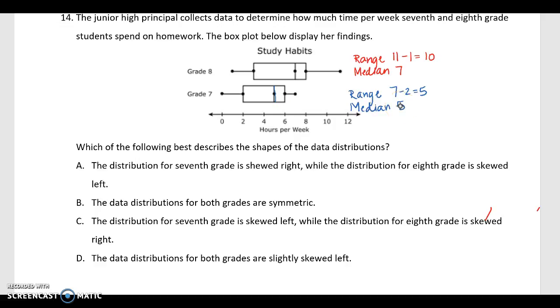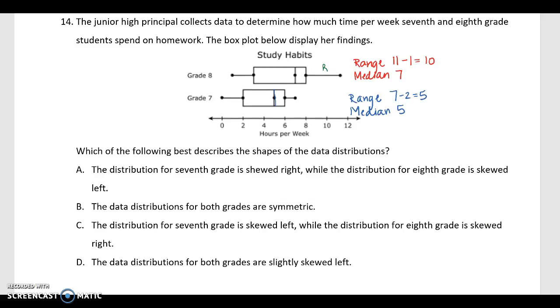Okay, now let's look. All right, so in looking at these, we want to look at where it is. So the median, if the median is pushed to the right, so that means that most of the data is here and up. So it's skewed the opposite way of most of the data. So if most of the data is to the right, then it would be skewed left. Here again, most of the data isn't halfway in the middle. It's mostly on this end. So this one's also skewed left.